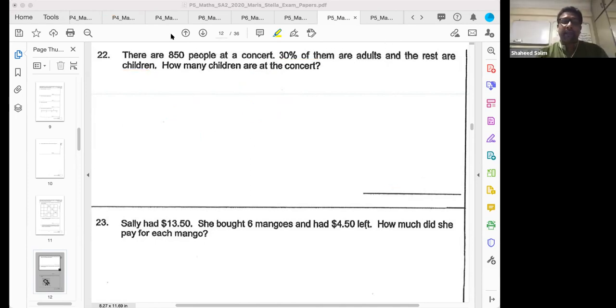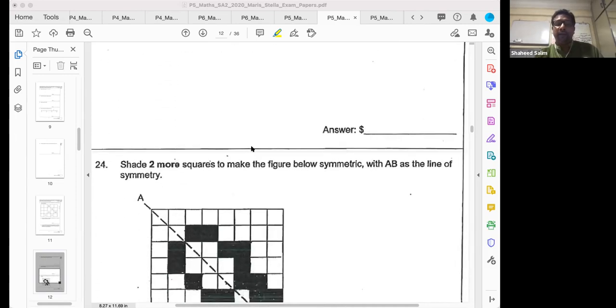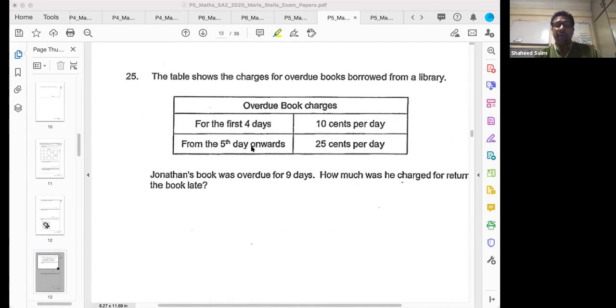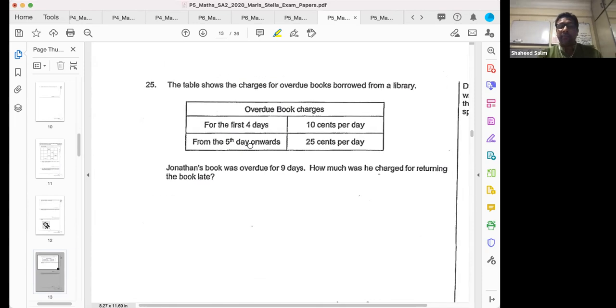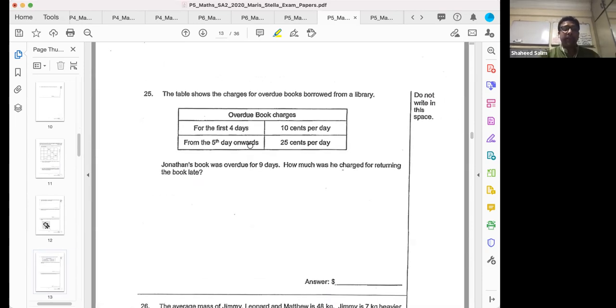Okay, we move on to not number 23. We're going to move on to something else so that everyone can be involved. Now here, this one now. This one looks a little bit challenging, a little bit.